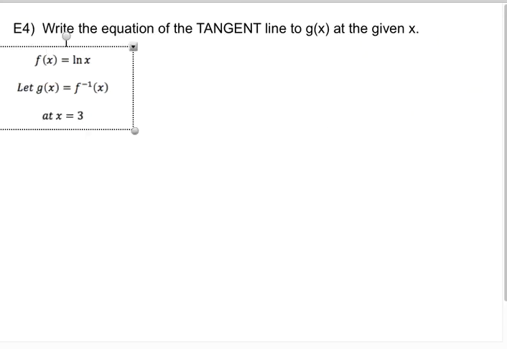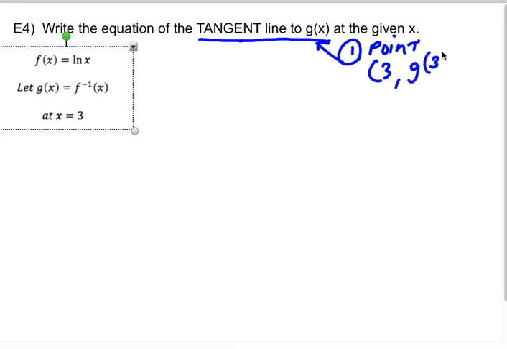All right, let's do an E4 and a P4, and then that'll be it for this section. So now we're going to do one of these equation problems again, just like you saw in E3 and P3, but we're going to find the tangent line, right? So tangent line to G, which is important. As soon as I hear I want a tangent line, I need two things. I need a point, right? So I'm going to need 3 comma whatever G of 3 is, and we'll figure that out in a sec. So I have to figure out what G of 3 is.